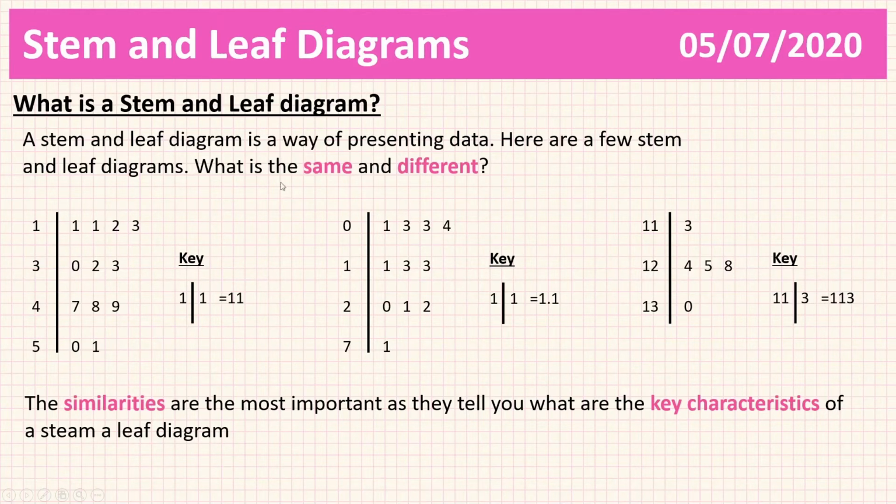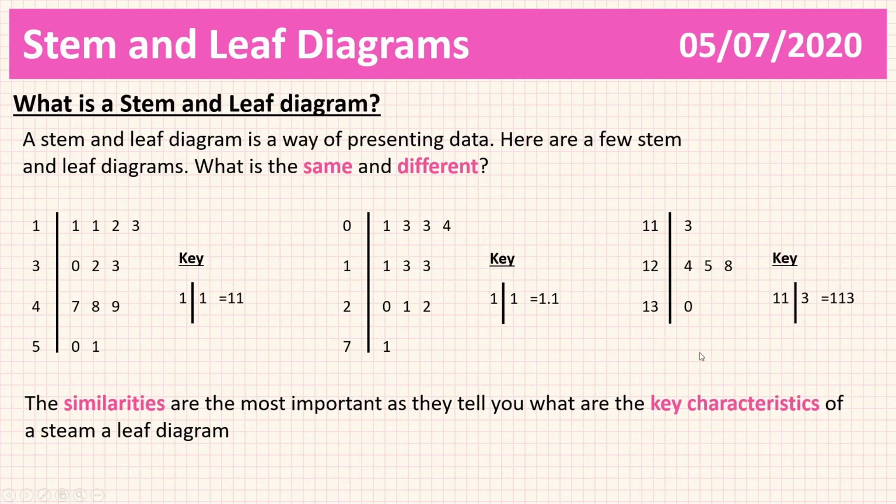So we know they have stems, we know they have leaves. What we've noticed also, one of the differences, is that the third stem and leaf diagram has double-digit stem numbers. So that must mean that for the stem numbers, it doesn't really matter if there's single digit or double digit. However, for the leaf numbers, we can see that all of them have single digit leaf numbers. So that must be a key characteristic. They all have a key as well. That must be really key. So that must be one of the key characteristics.